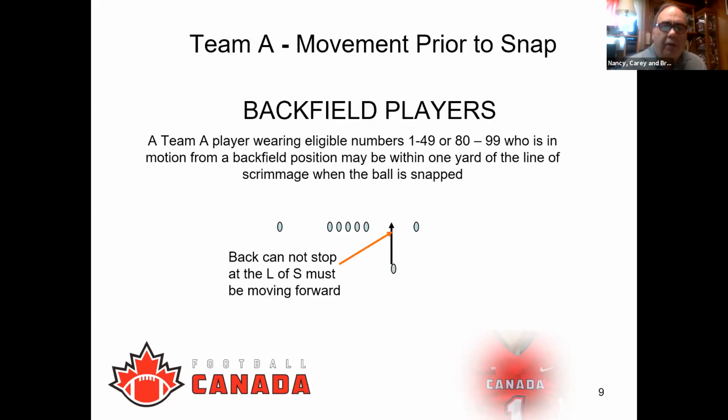Backfield players, 1 to 49, 80 to 99, who are in motion, may be within 1 yard of the line of scrimmage when the ball is snapped. They cannot stop. Otherwise, that's going to affect their eligibility as a pass receiver. They must be moving forward at the snap. They are allowed to be moving forward at the snap, pardon me.